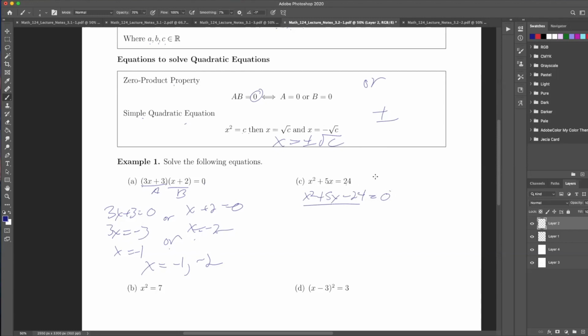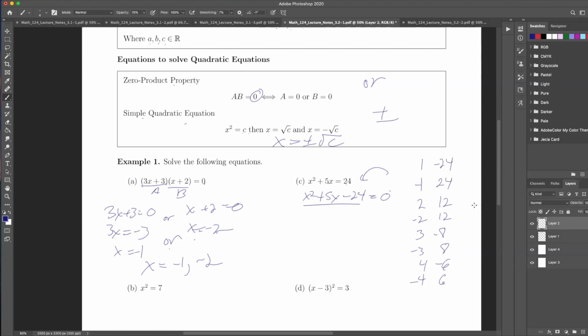To factor a quadratic equation, you write down all the factors of the first one. By factors, I mean two numbers which multiply to get this. So I'll have 1 and 24, negative 1 and 24, 2 and 12, minus 2 and 12, 3 and 8, or minus 3 and 8, and then 4 and 6, minus 4 and 6.